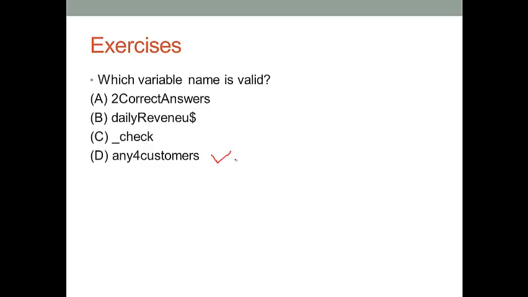So some classmates may have a question about A, B, C. Let's talk about them. A, it is against the rule because it starts with a number. We cannot start with a number when we create a variable name. What about option B? We have a special symbol, the $ sign, in the variable name. This is against the rule as well. What about C? C starts with an underscore. This is against the rule. We cannot start with an underscore when we create a variable.